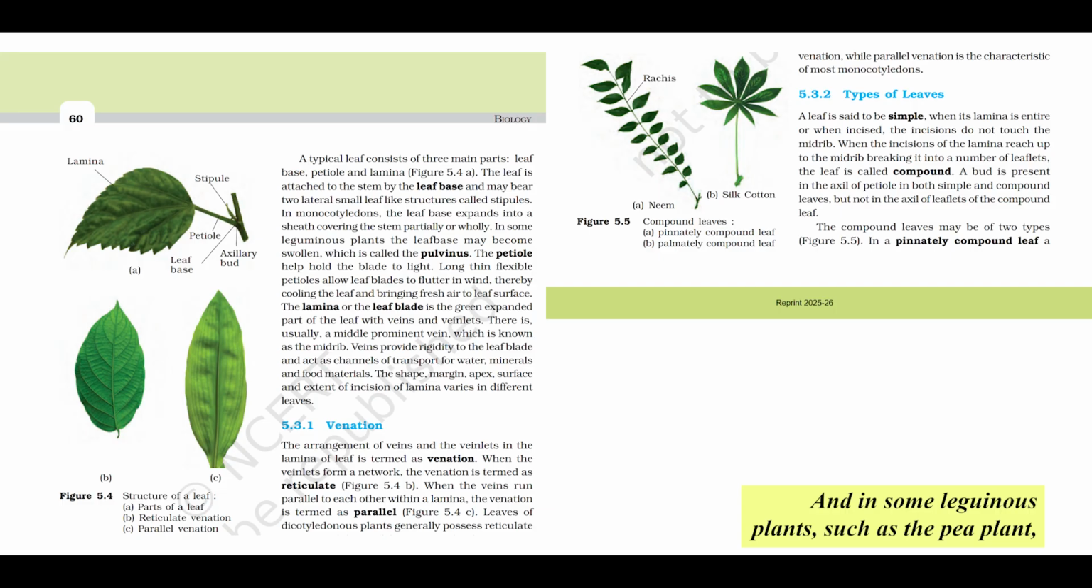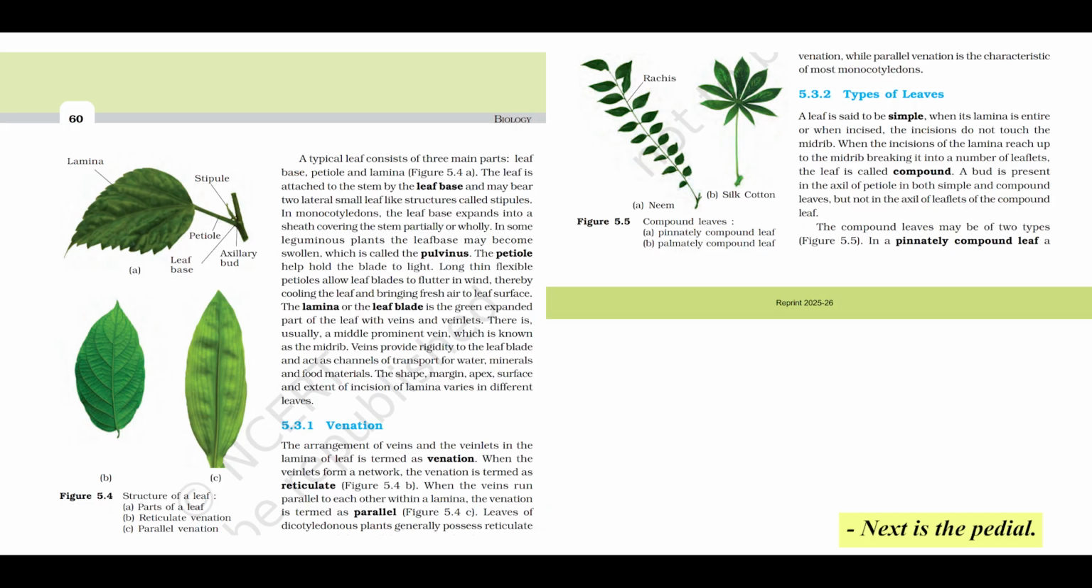And in some leguminous plants, such as the pea plant, the leaf base can become distinctly swollen, forming a structure known as a pulvinus. This pulvinus is quite remarkable because it plays a crucial role in leaf movements, like the sleep movements you see in some plants where leaves fold up at night. A swollen base for movement. Fascinating. What's next after the base?